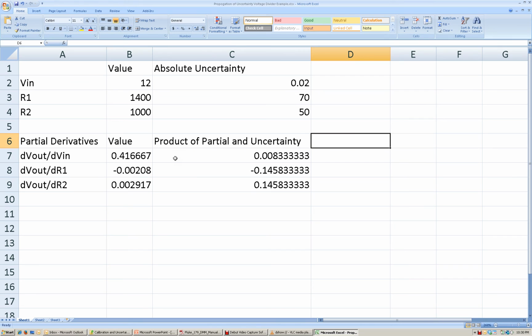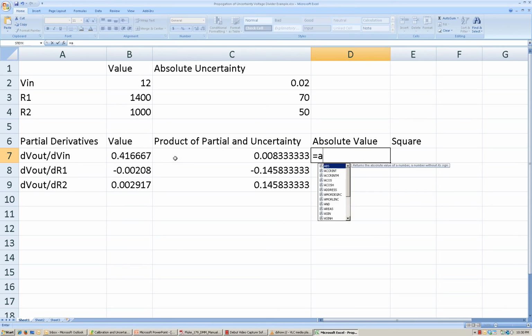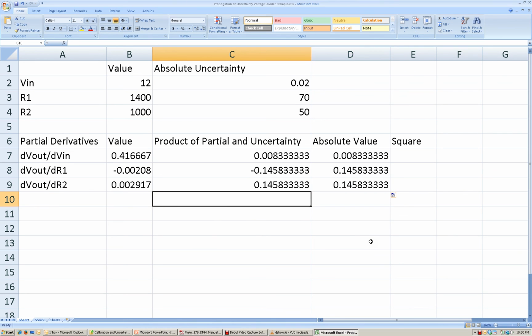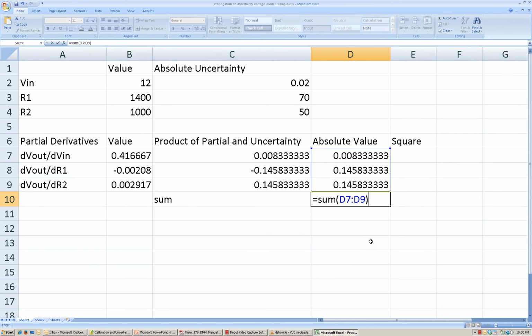Then what we need to do is either take the absolute value or square those terms. If we take the absolute value of those terms, we can add them all together. And this will give us our most likely uncertainty in the output voltage. Or sorry, not the most likely, excuse me. This will give us the maximum uncertainty at the 99% confidence level for the values given.